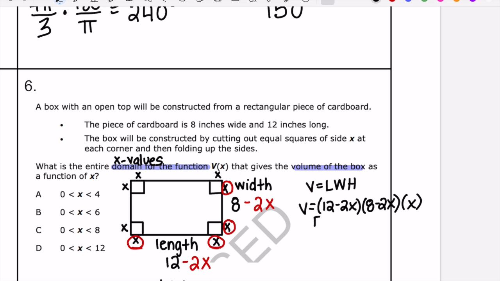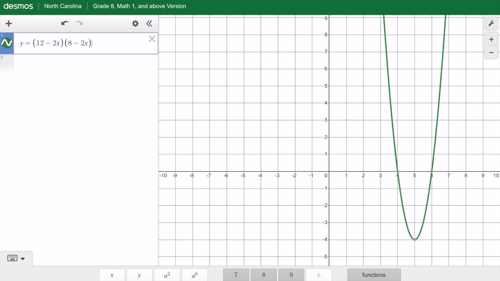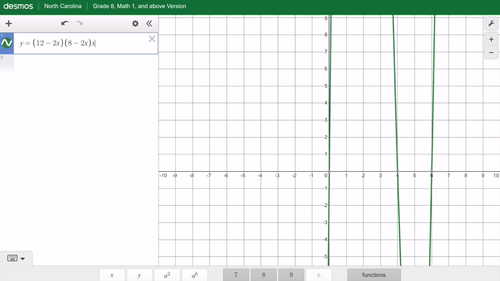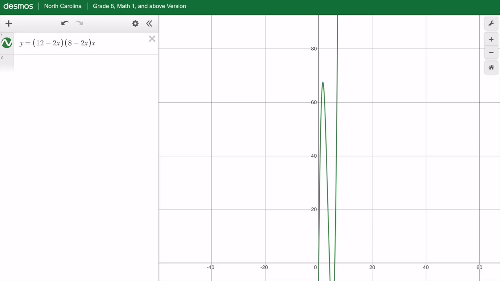So at this point, we can put this into Desmos. And when I put this in Desmos, I'm going to be looking at the fact that my volume, we'll just call it Y. We're going to say 12 minus 2x, 8 minus 2x, and then x. Now, we got a kind of a big picture here, but here's what we're really going to be focusing on. So we're talking about volume. We're talking about length. We can only have a positive section because we're comparing length and volume with that height with that x. We can't have a negative value.